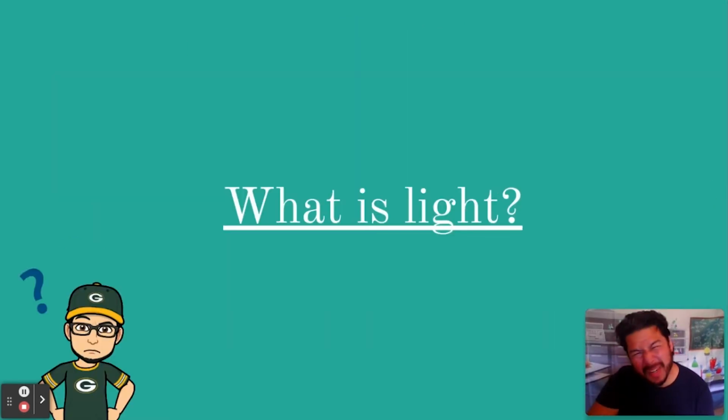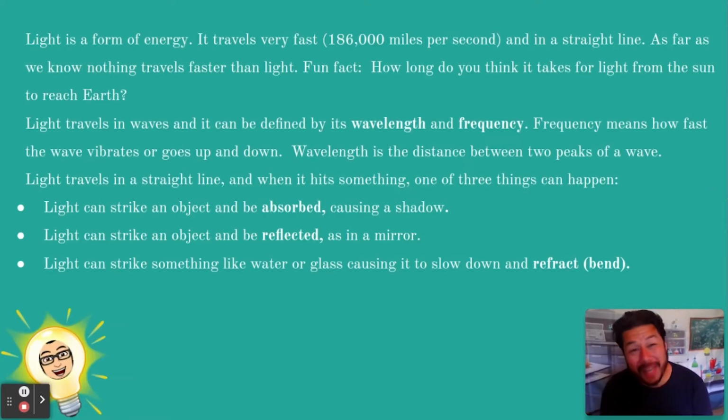So, what is light? What do you think light is? Well, light is a form of energy. It travels very fast. As a matter of fact, it travels 186,000 miles per second in a straight line. As far as we know, nothing travels faster than light.